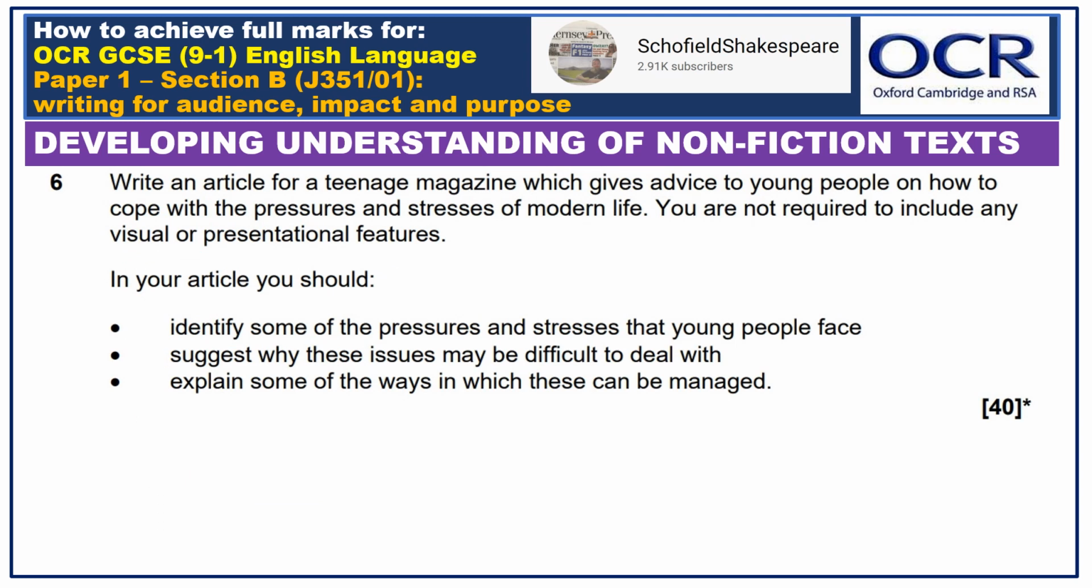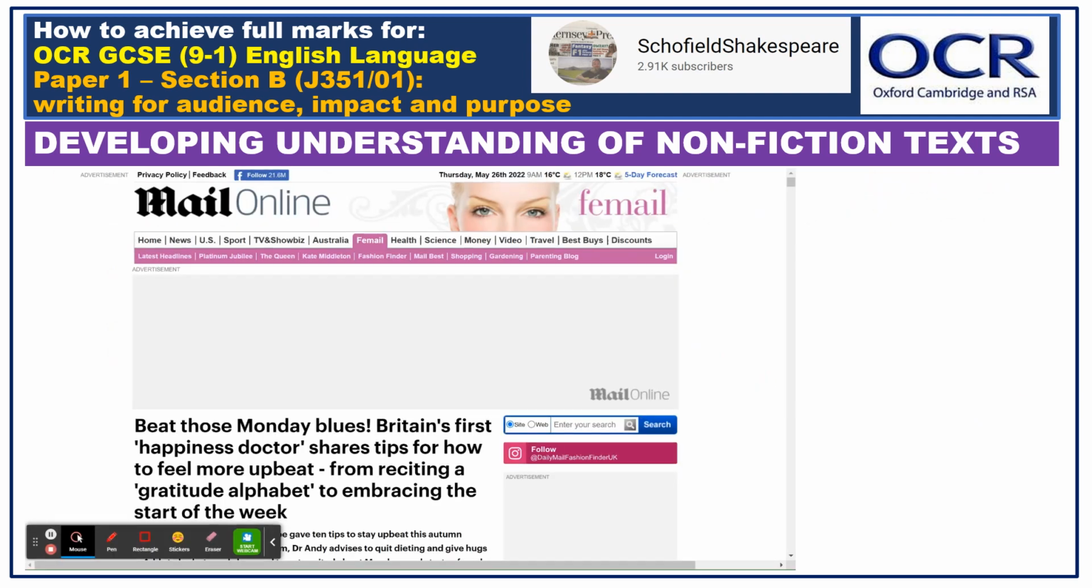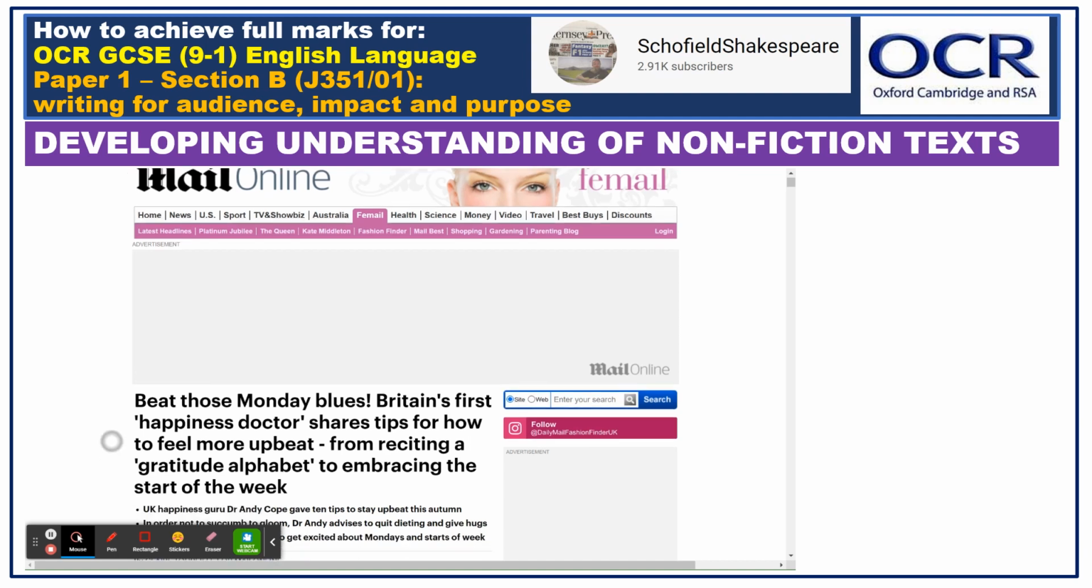For me, the first question about violence is a little wishy-washy. Of course, violence is not the solution to conflict. And so, if I was taking this paper, I would choose question 6, an article for a teenage magazine which gives advice to young people on how to cope with the pressures and stresses of modern life. Now, part of me feels I might be able to get some ideas for this piece of writing from this Daily Mail article.